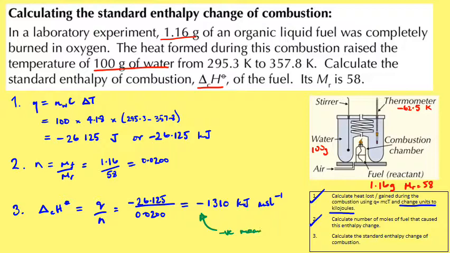Negative means exothermic, which is fairly obvious for a combustion reaction, and that turning out to be negative arises because we took the temperatures in this order. We took the final temperature away from the initial temperature, like that. So there's our answer, and that's very similar to all the exam questions you'll get on this topic.